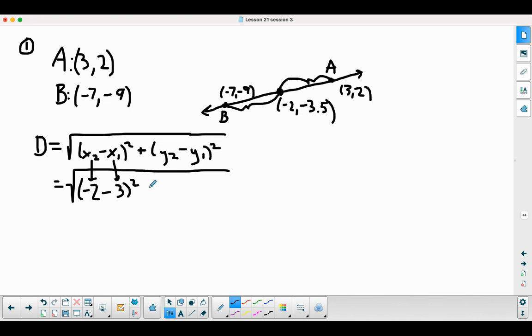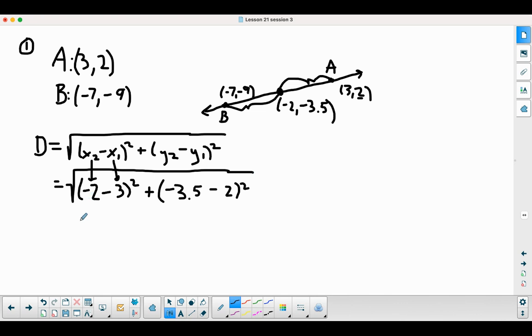And then the same thing for y. My y, I'm going to say that I ended at -3.5 minus, where did I start? I started at y1. y1, my initial value was 2. So -2. And that difference will be squared.